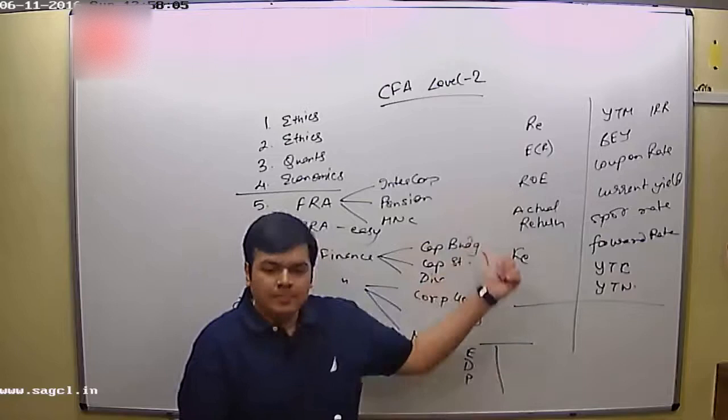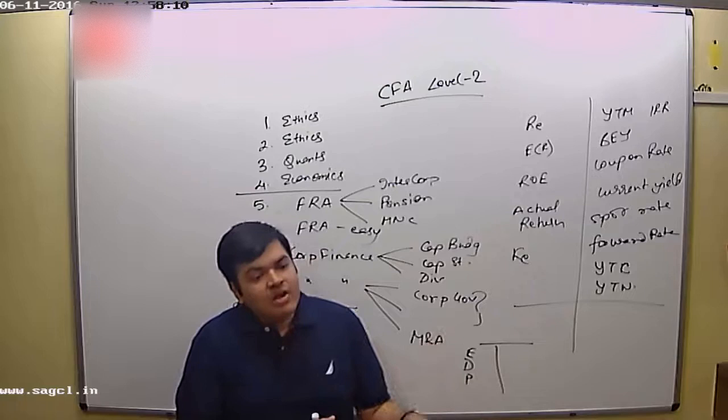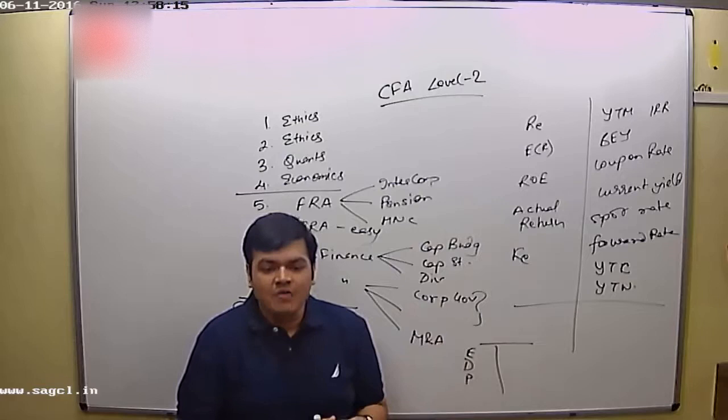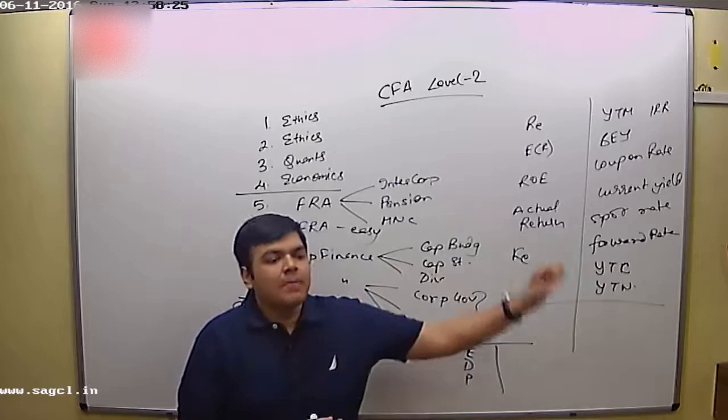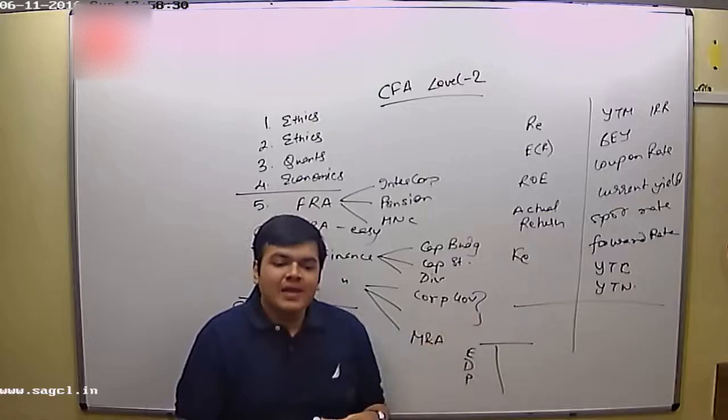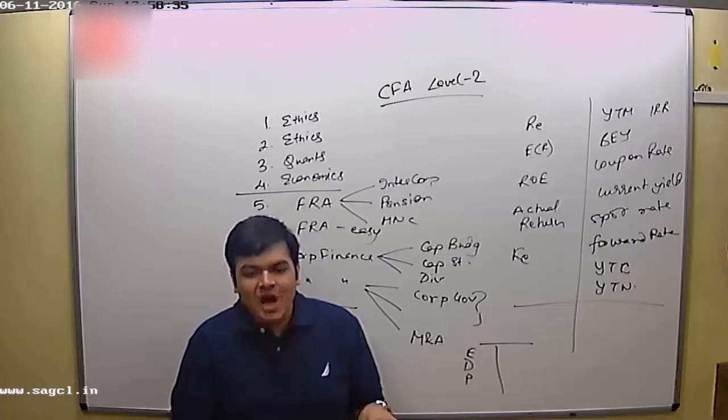But where could the difference be? Suppose maine $100 company ko diya, main $100 pe RE demand karunga. After issuance cost and all, the company received only 99.5. Suppose I am desiring 12% return, mera RE hai. Based on beta of the company, I need 12% return. I gave the company $100, I need $12 in return. Company ko issuance cost ke baad khali 99.5 mila. 99.5 pe company ko 12 kamana padega. So 12 on 99.5 will become the cost of equity to the company.